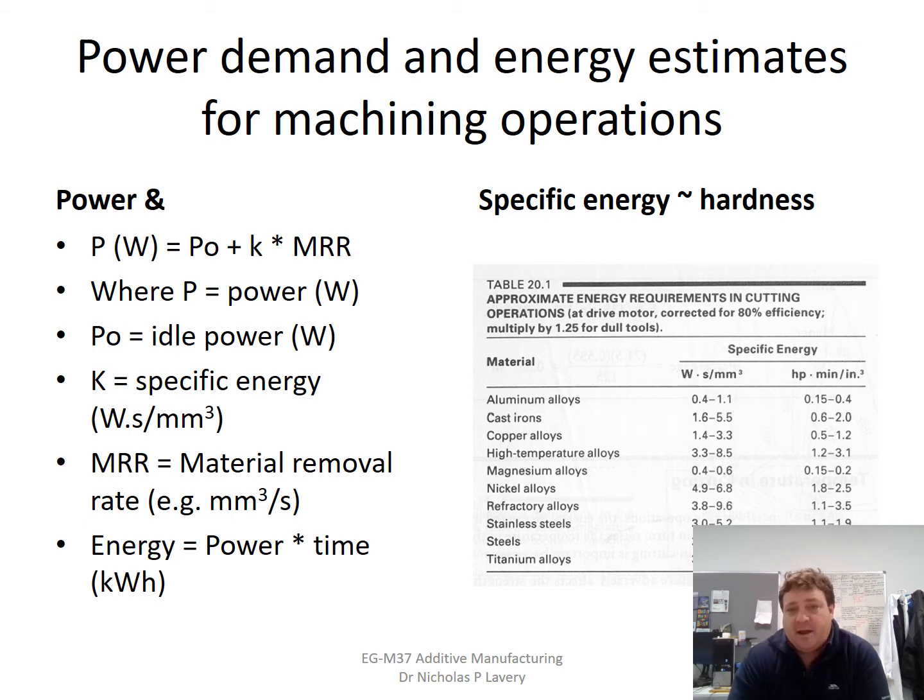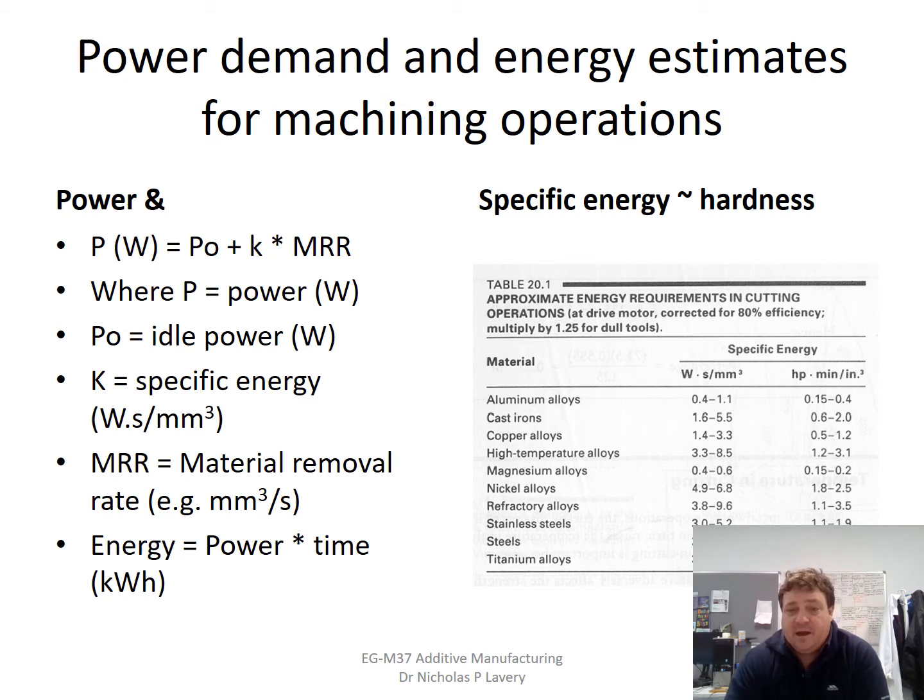So power demand and energy estimates for machining operations. So we have power in watts equals a baseline power plus a specific energy times material removal rate. Okay, the specific energy is given in watt seconds per cubic millimeter. The material removal rate, as I've said already, is given in volume per second, millimeters cubed per second, and energy can then be estimated from the power times the time that it takes to make a part.